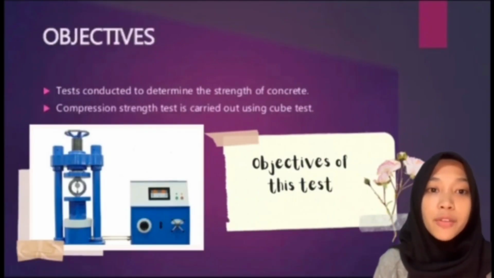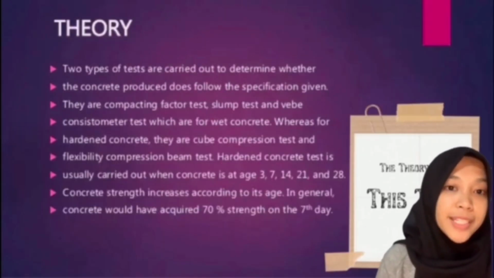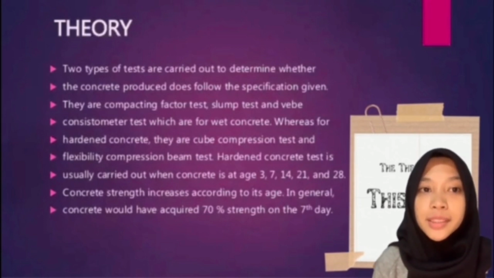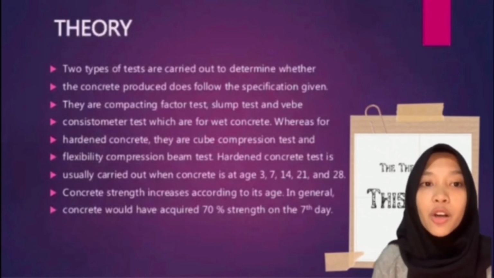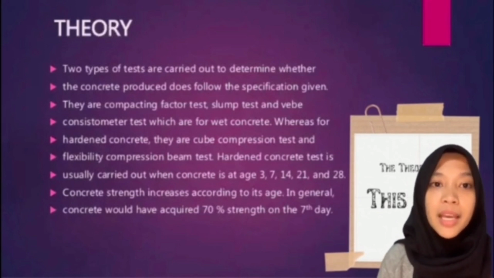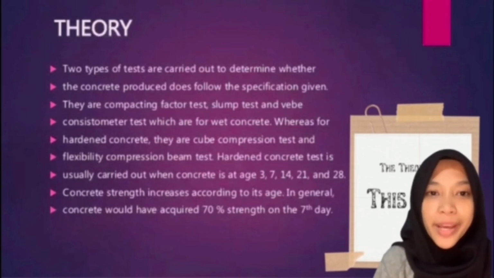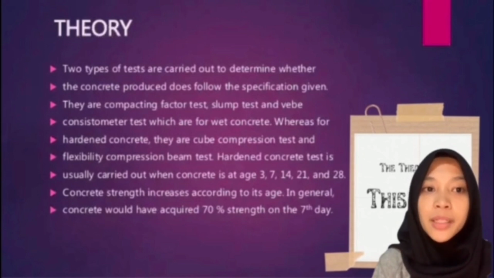The objective of this test is conducted to determine the strength of concrete. The compression strength test is carried out using the cube test. The theory of this test is that two types of tests are carried out to determine whether the concrete products follow the specification given. They are the compaction factor test, slump test and Vebe consistometer tests, which are for fresh concrete, whereas for hardened concrete, they are the cube compression test and flexural beam test.